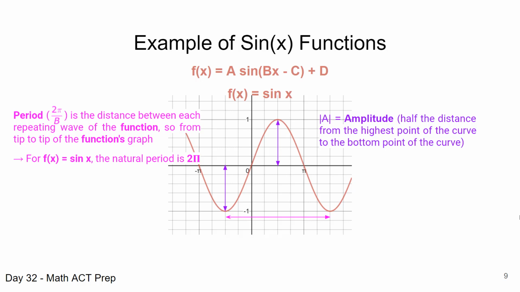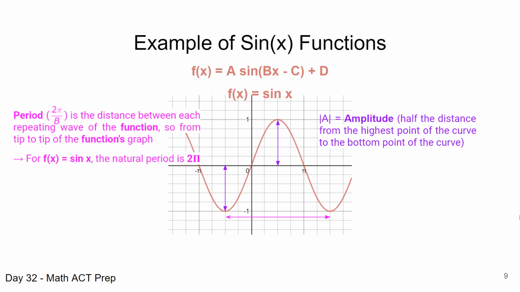Now for period, which is 2 pi over b, we talked about that in the previous slide, we're talking about the distance between each repeating wave of the function. So from one tip of the function's graph to the next tip. In the example that we chose here, our pink line, we're looking across y equals negative 1, and that gives us, in this case, a distance of 2 pi.